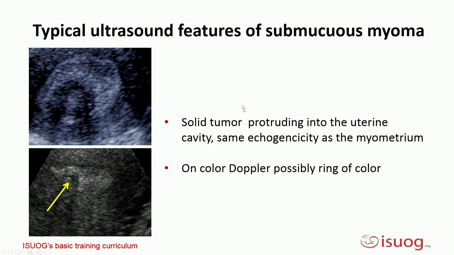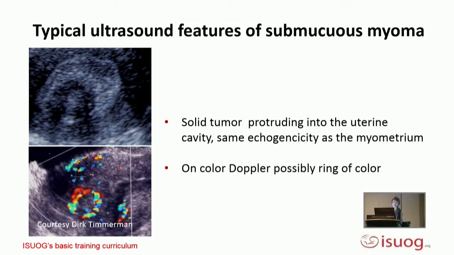These are typical ultrasound images of a submucous myoma. A submucous myoma is a solid tumor protruding into the uterine cavity from the surrounding myometrium and having the same echogenicity as the surrounding myometrium. And if you switch on the color Doppler function of your ultrasound machine, you might see a ring of color surrounding the submucous myoma.